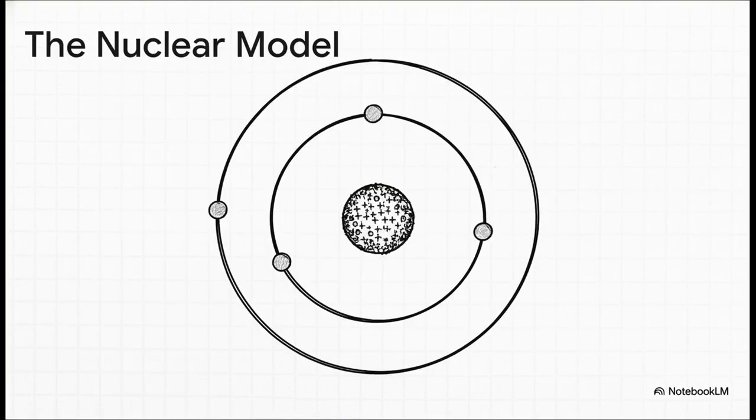Based on these shocking results, Rutherford gave us a whole new model of the atom. He concluded that, 1, since most particles pass through, the atom must be mostly empty space. 2, there is a very small, dense, and positively charged center, which he named the nucleus. And 3, the electrons must be revolving around this nucleus in circular paths, just like planets revolve around the sun.